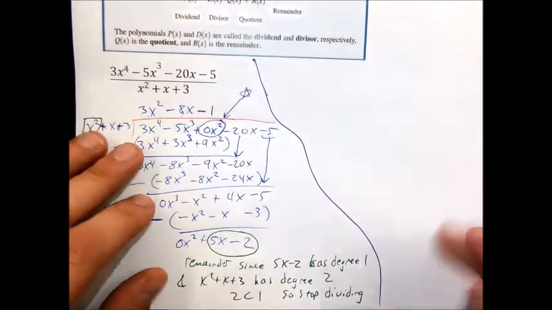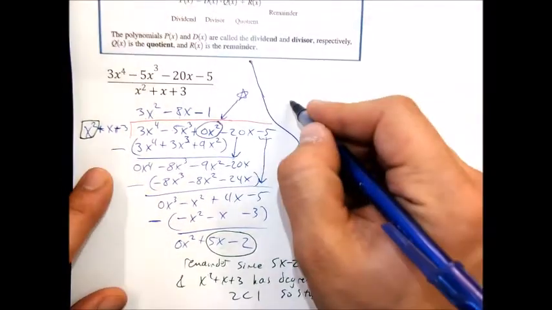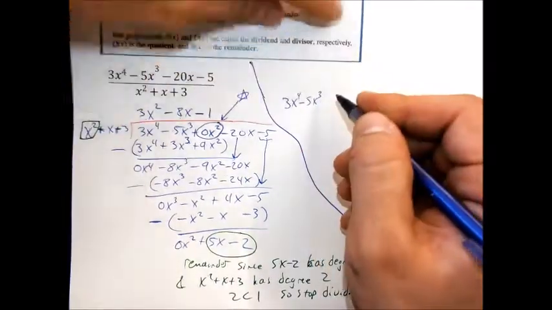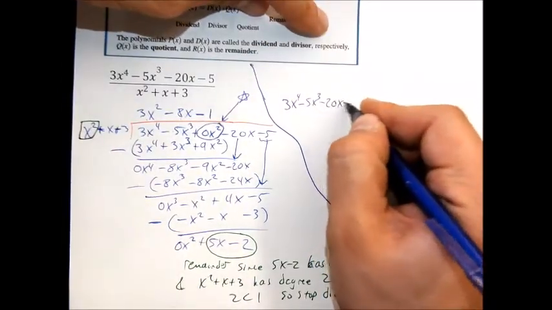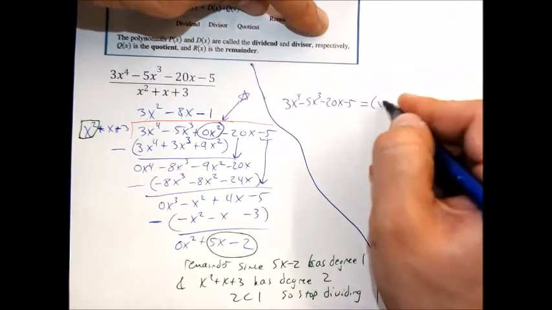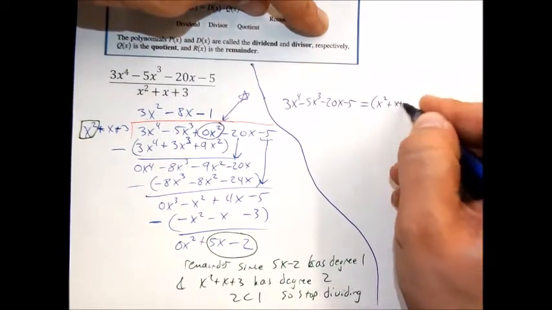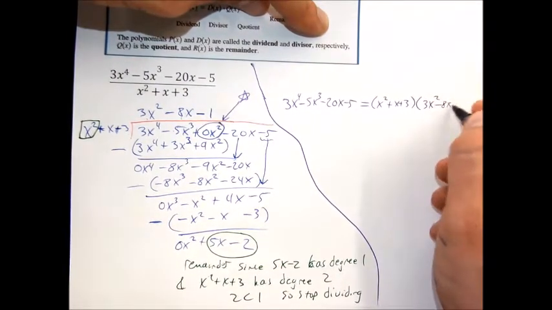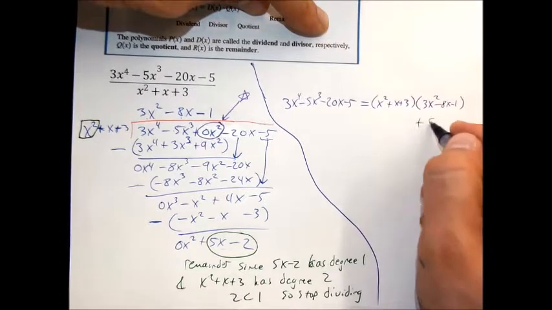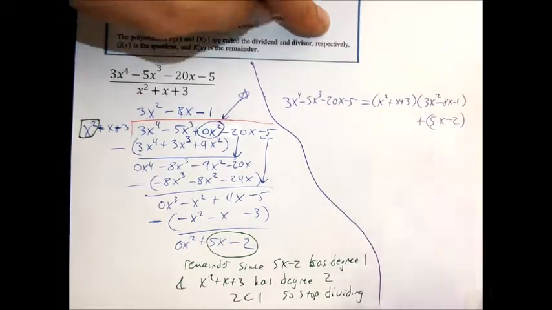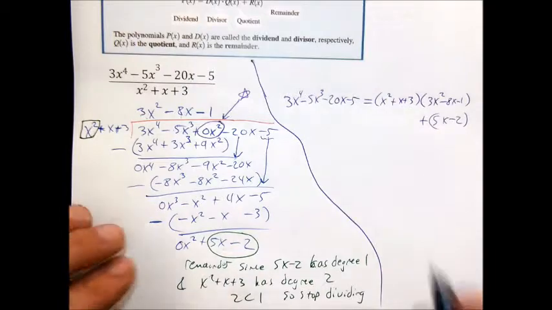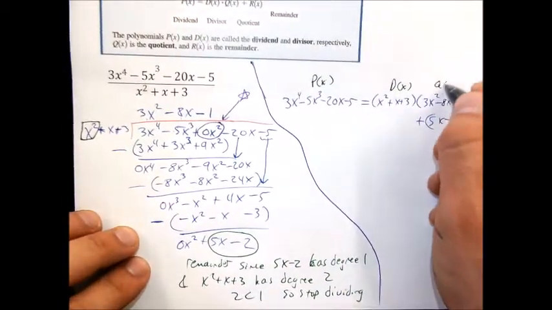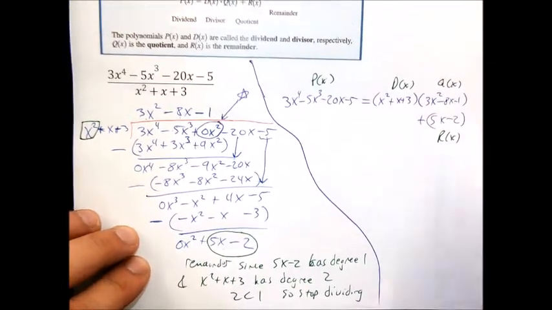And so then our answer can be written as follows. We can write it in two ways. We can write it as 3x to the fourth minus 5x cubed minus 20x minus 5 is equal to our divisor, man, I can't get those words straight, times our quotient plus our remainder. That's one way to write it. That's what it says up in the box there, right? This is my p of x, d of x, q of x, and r of x.